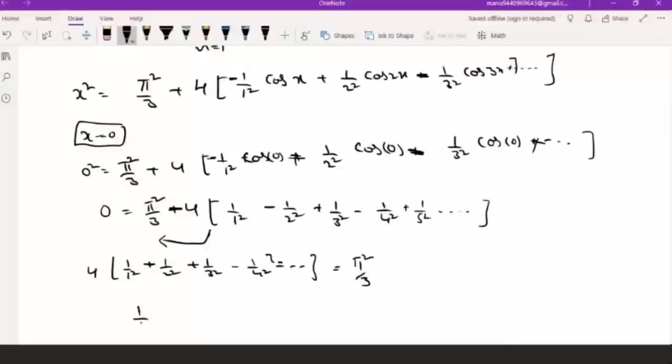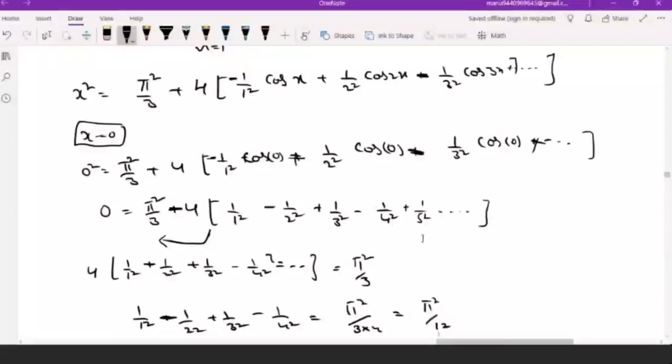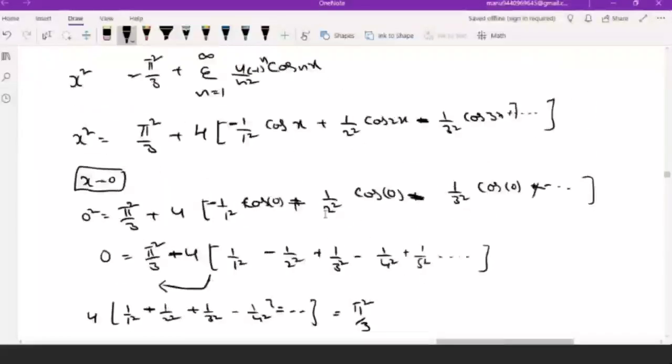The series 1 by 1 square minus 1 by 2 square plus 1 by 3 square minus 1 by 4 square is equal to pi square by 3 into 4, that is pi square by 12. In the examination, he will give the question, prove that 1 by 1 square minus 1 by 2 square plus 1 by 3 square minus 1 by 4 square is equal to pi square by 12, and in the question he will give like this only. So at that time we have to substitute x is equal to 0.